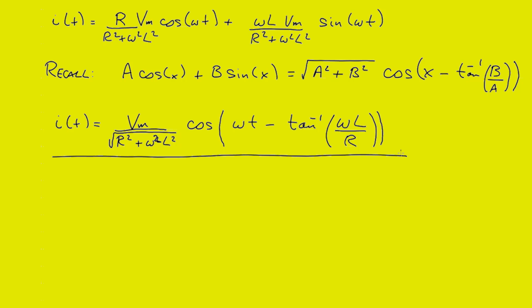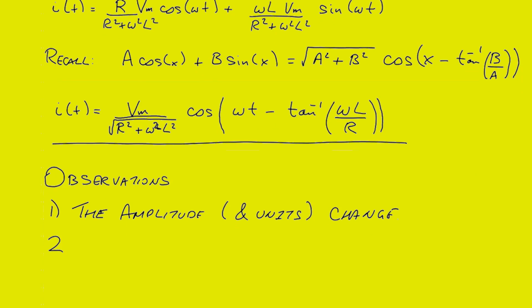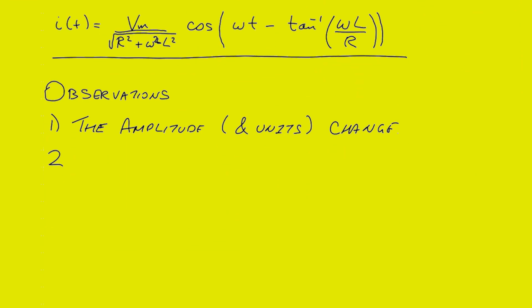Rather an unwieldy equation, but we can make some observations. Aside from the obvious observation that was rather a lot of work, and we really would not want to ever have to do this again, and hopefully we won't. But the observations that we can make are, first of all, the amplitude is changed. The amplitude in was simply Vm, and the current out is going to be a scaled version of that. The second observation we can make is that the phase changes. Our input was a cosine, and our output is also a cosine with a phase shift, so we can say that the phase has changed as well.